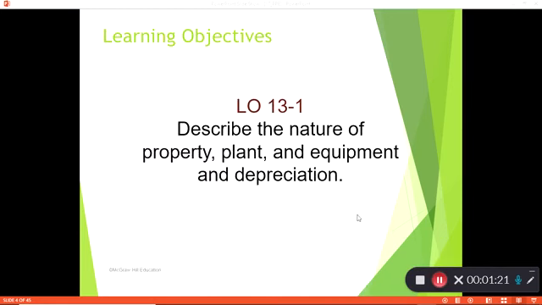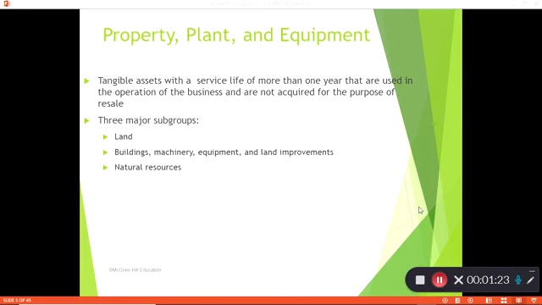Okay, so first one, describing the nature of it. Obviously, this is a review. This is something you'll know. These are tangible assets. The key is we've got a service life that's greater than a year. Or another way to say that is the benefits of the asset have a life of more than a year. So we'll be able to derive benefits from this asset for multiple periods. And land, buildings, machinery, equipment, improvements, and natural resources are the 3 main groups of PP&E.